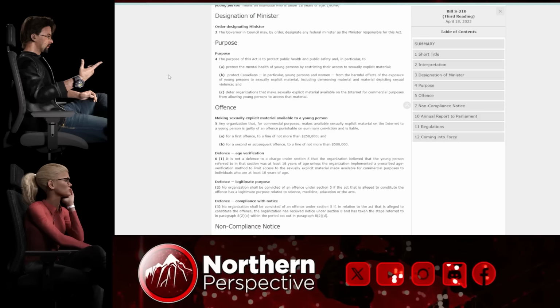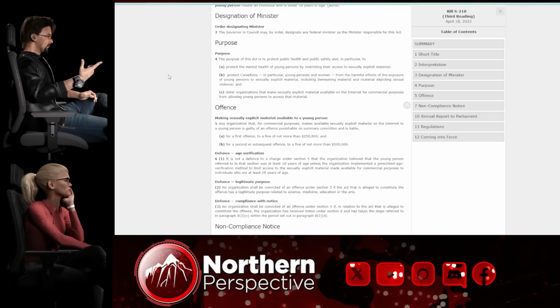So let's get into what the punitive damages are. Any organization that, for commercial purposes, makes available sexually explicit material on the internet to a young person is guilty of an offense punishable on summary conviction and is liable, A, on the first offense, to a fine of not more than $250,000, and B, for a second or subsequent offense, to a fine of not more than $500,000.